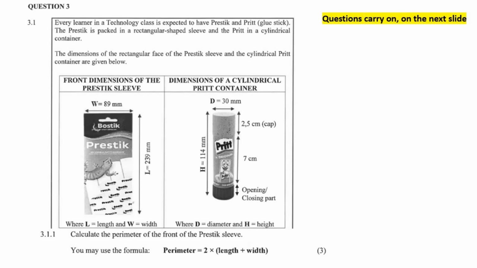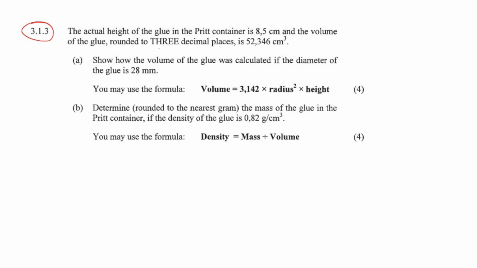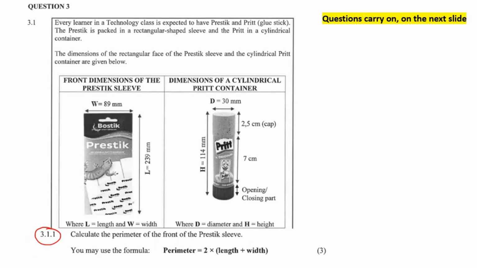This question consists of 3 questions. So we've got this one over here, this one over here, and then we'll finish it with that one over there. Every learner in a technology class is expected to have a press stick and a Prit. The press stick is packed in a rectangular shaped sleeve, and the Prit in a cylindrical container. So here's the press stick, and here is the Prit.